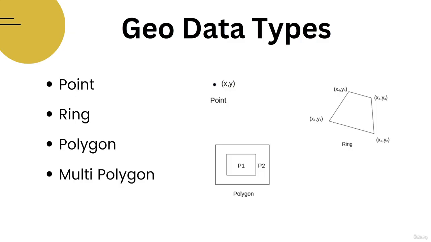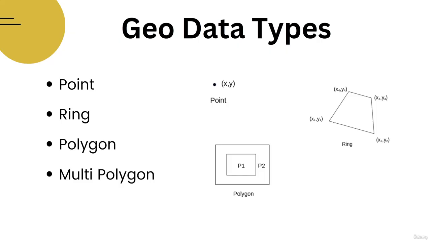Next is the ring data type. The ring data type is used to store simple polygons without any holes. Polygons are two-dimensional closed shapes that are formed by 3 or more straight lines. In ClickHouse, a ring data type is internally stored as an array of points. Let us move on to the polygon data type in ClickHouse. This data type is used to store polygons with holes. As you can see, similar to the one that is displayed here, the data is internally stored as an array of rings in the polygon data type.